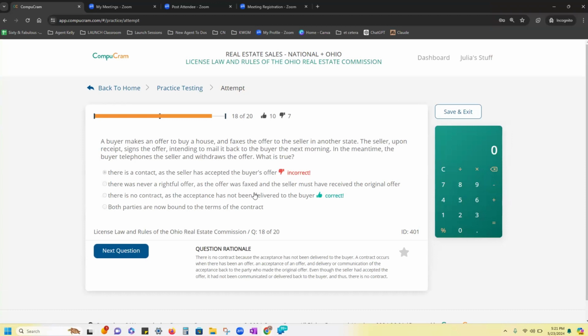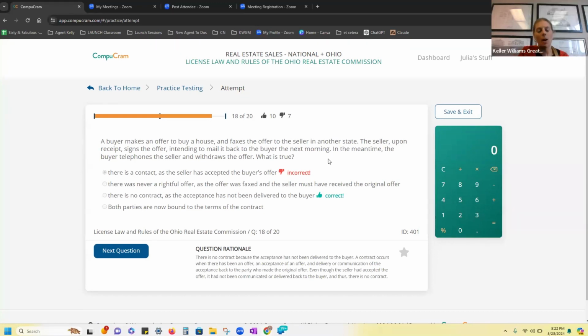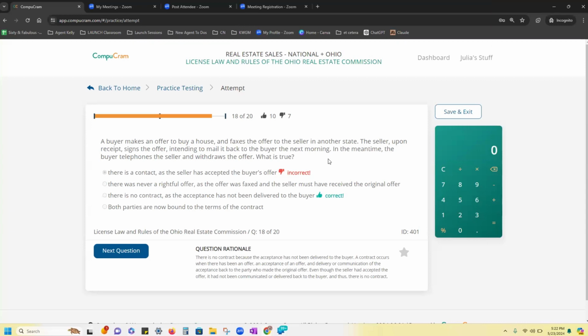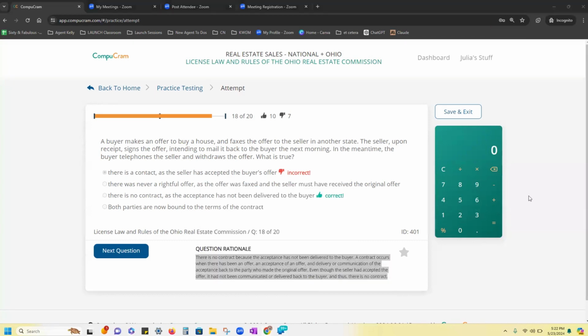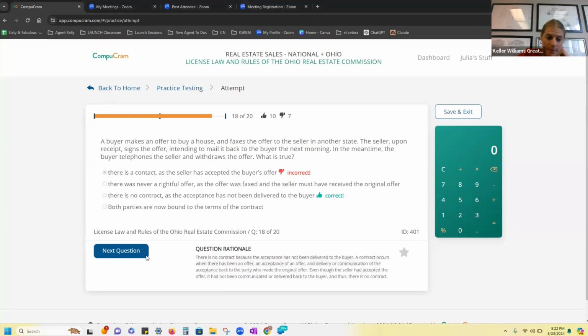Because it wasn't delivered. The buyer withdrew it before even knowing that the seller accepted it, so there is no contract yet. The buyer would have never known that the seller accepted it because he was going to mail it back to him the next morning. So before he mailed it back, the buyer said that he withdraws the offer, which he's able to do because he didn't know that the seller had accepted it. Yeah, that is tricky because this is very old school.